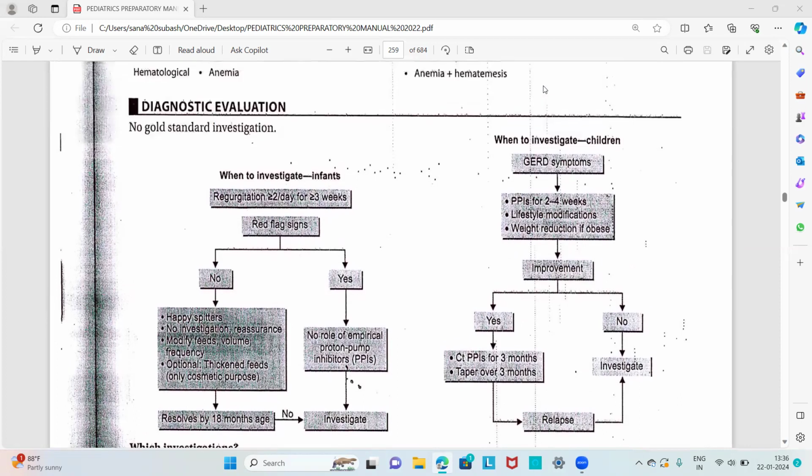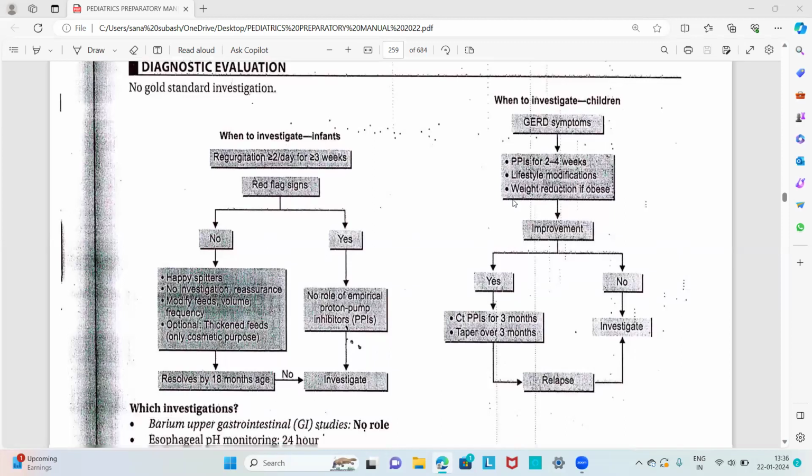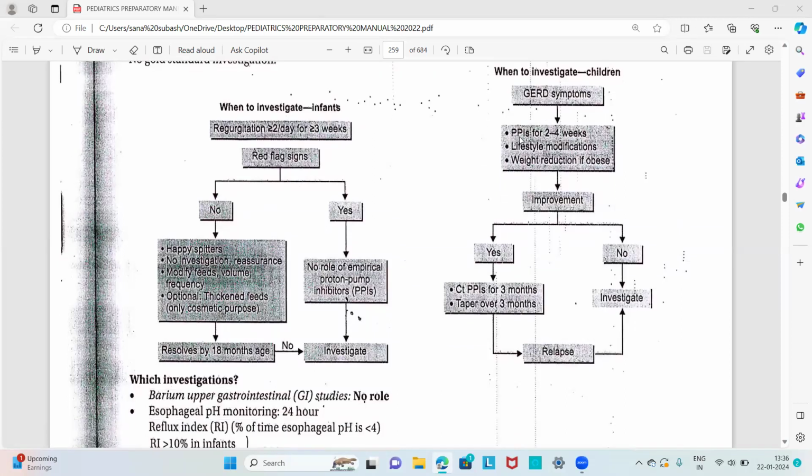Then, when will you investigate GERD in the case of children? That is, when GI symptoms, general symptoms, and respiratory symptoms develop which are suggestive of GERD, the children should be given proton pump inhibitors for 2 to 4 weeks, along with lifestyle modification and weight reduction if obese. And if there is improvement, we have to continue the proton pump inhibitors for 3 months and taper over 3 months. And if there is no improvement, we have to investigate further. And if there is any relapse following proton pump inhibitor use, we have to investigate the patient further.